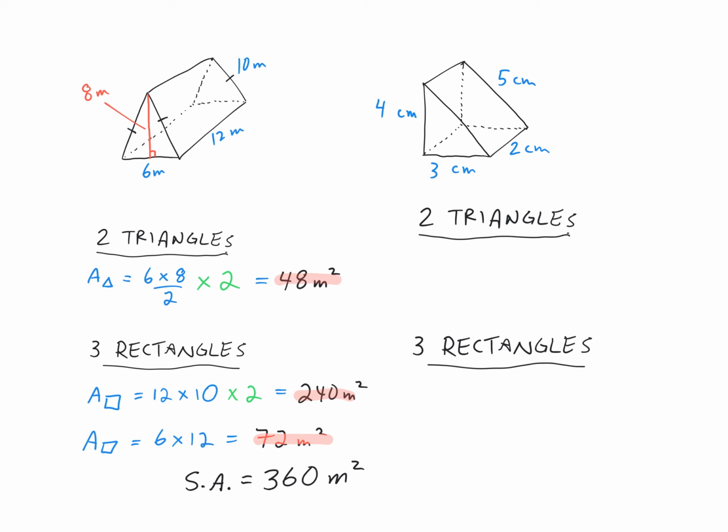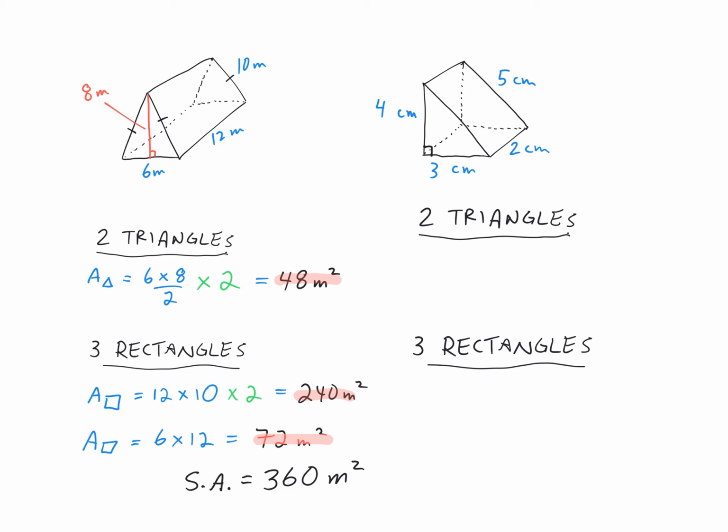Okay, let's take a look at this other example. It's a triangular prism. It's got 2 triangles that are equal, the front here and the back, and then 3 rectangles. So similar to this, it just looks different, but we're going to calculate it the exact same way using different numbers, of course.